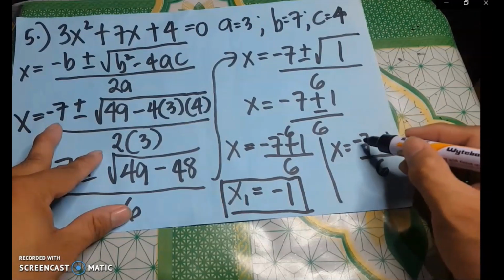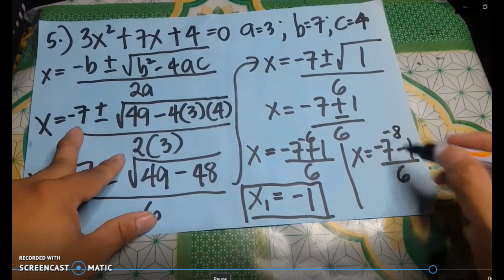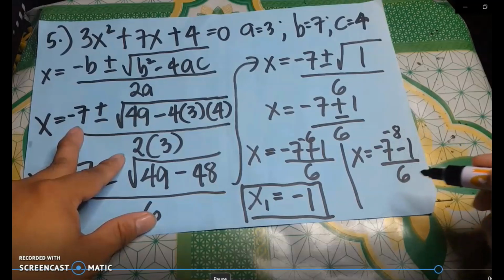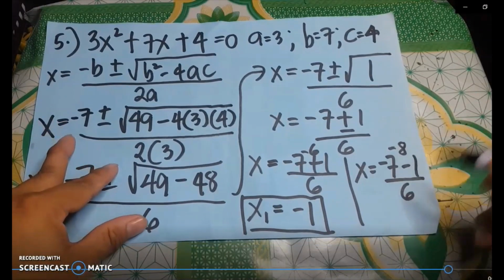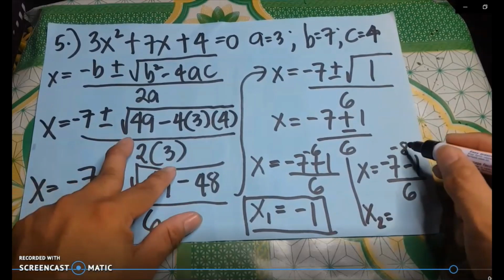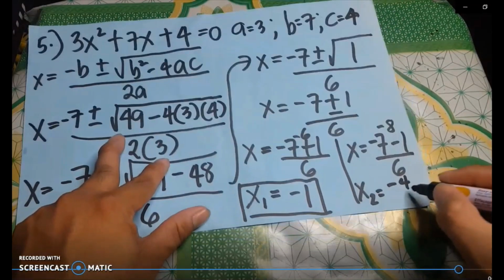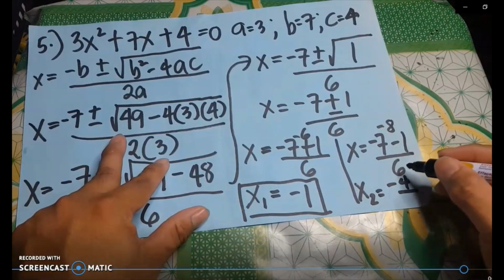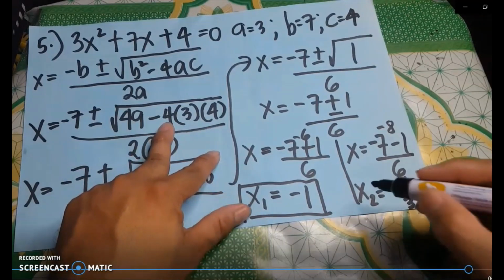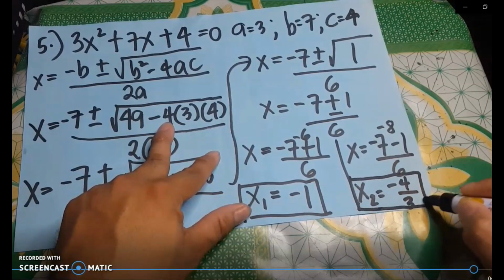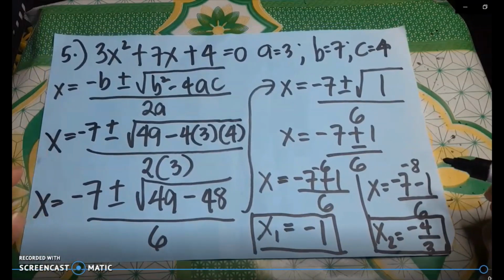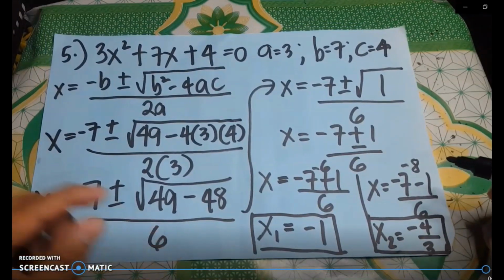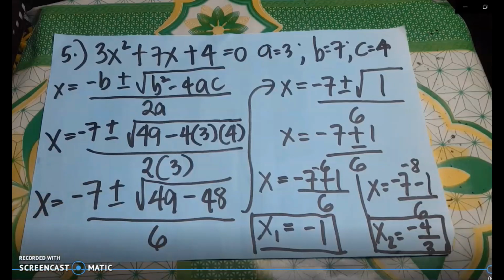While on the other side, we do have negative 7 minus 1 would be negative 8. And negative 8 is not exactly divisible by 6, but both 8 and 6 are exactly divisible by 2. So we are going to apply getting the lowest term of that given fraction. So we do have x sub 2, which is equal to negative 8 divided by 2, that would be negative 4, over 6 divided by 2 is 3. So we do have negative 4 over 3 here. Then, the second solution for that equation is negative 4 over 3. So therefore, the solutions are negative 1 and negative 4 over 3. So that's how we solve quadratic equation using quadratic formula.